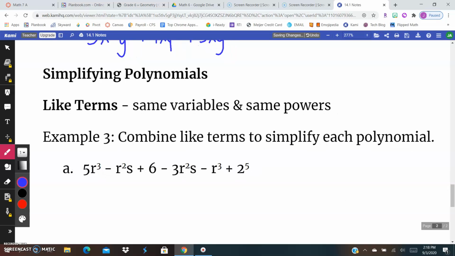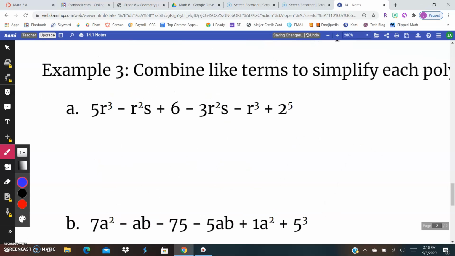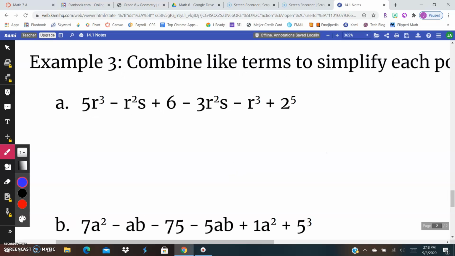And our last section here is simplifying polynomials. It's putting like terms together. So remember, like terms have to have the same variables and the exact same powers in order to combine them. So example 3 says combine like terms to simplify each polynomial. We need to go through and figure out what is the same.